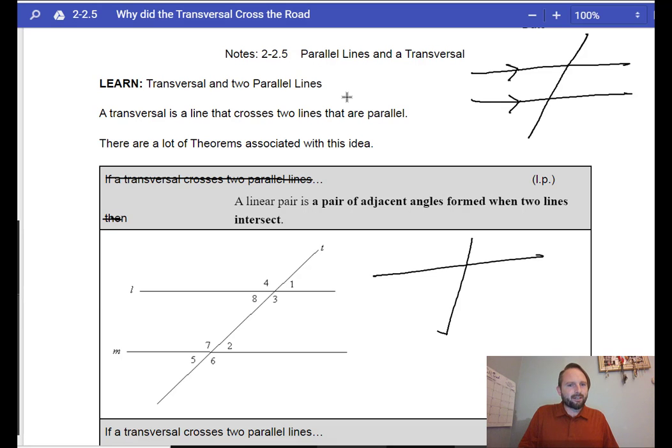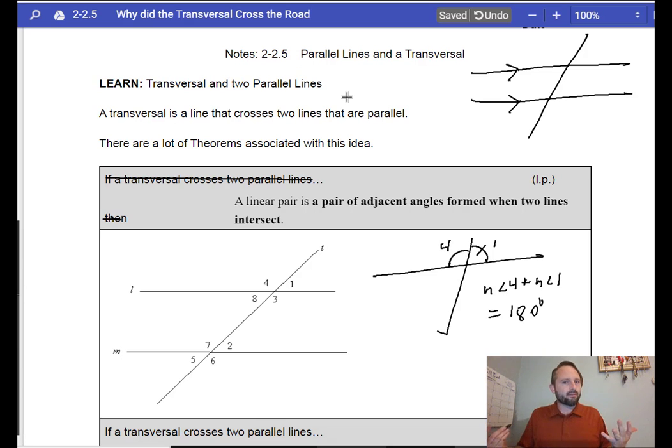That's like the top one right here, 4 and 1. We're going to say, hey, look, this 4 right there and this 1 right here: the measure of angle 4 plus the measure of angle 1 is equal to 180 degrees. It forms a line. Same with 8 and 3 right here. 8 and 3 added together, the measures added together would equal 180 degrees. Also 4 and 8. They form a linear pair.